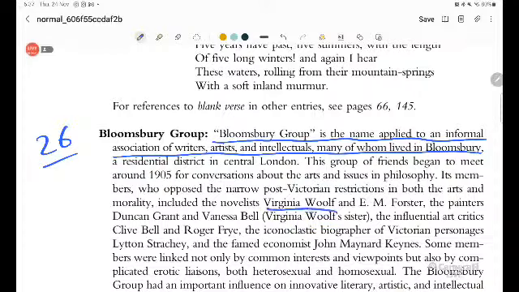First we have Virginia Woolf, then we have E.M. Forster, then we have painters like Duncan Grant, we have Vanessa Bell, who is Virginia Woolf's sister, the influential art critics Clive Bell and Roger Fry.